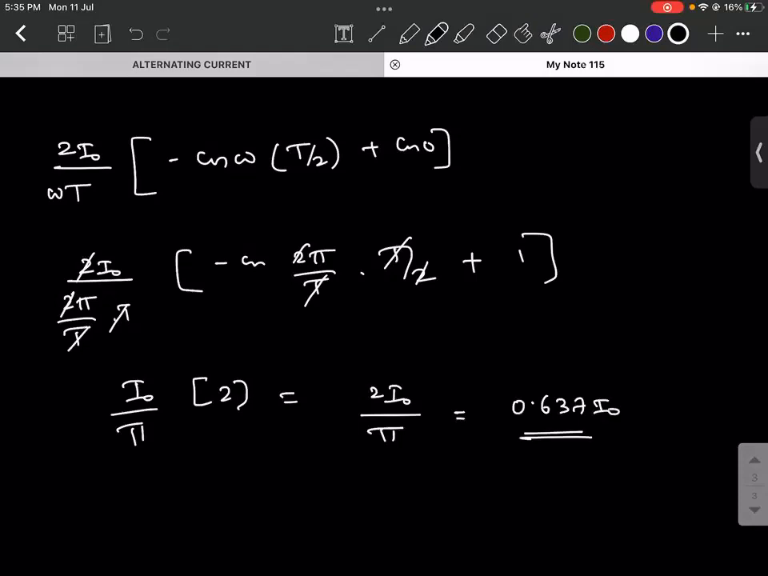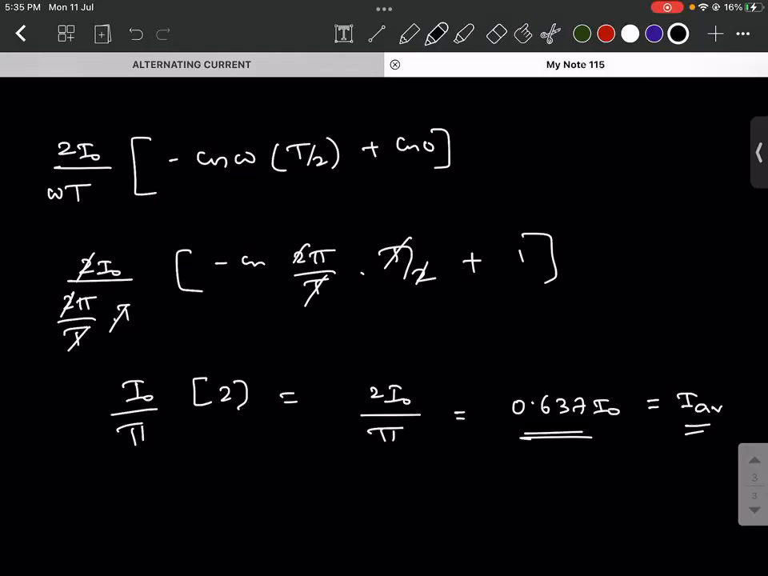So what are you getting? You are getting a number which is exactly equal to 0.637 times I naught, which we call the average value of AC over what? Over a half cycle. So going forward, whenever I ask you what is the average value of AC, what is the first point that will come to your mind? It is always measured for half a cycle, not full cycle. And that value for half cycle is going to be 0.637 times I naught. Remember that it has a significance. I'll tell you what it means. Is that clear?